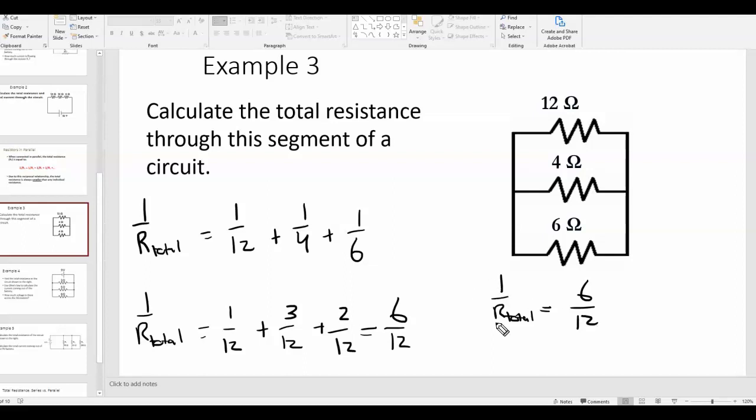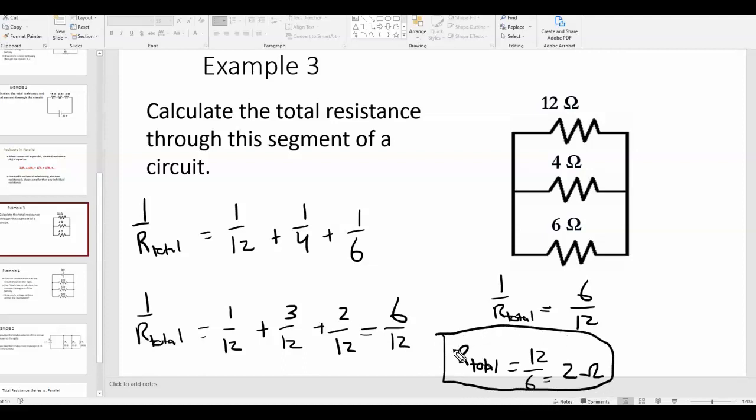But I don't want 1 over R total. I just want R total. So to get the answer, I need to flip both sides. And so that becomes 12 over 6, which is 2 ohms. And so that is the total resistance of the circuit. And as you can see, parallel is way more complicated than series.